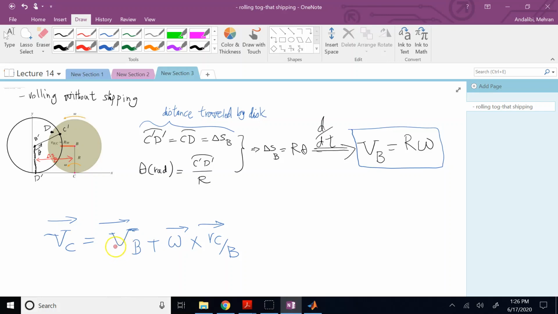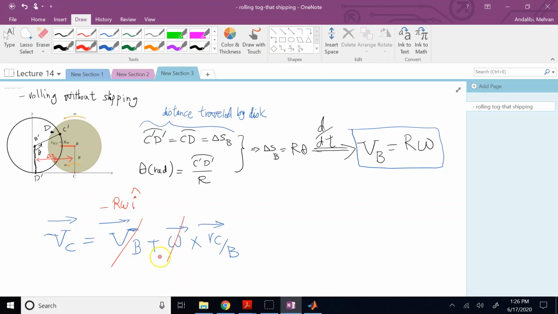What is V of B? This is its magnitude. Which direction is V of B? The centroid itself, clearly, is moving to the left. And here, x is to the right, positive. So this is the magnitude, and the direction is negative i. So I can write this as negative R omega times i, right? Magnitude times unit vector, negative i.